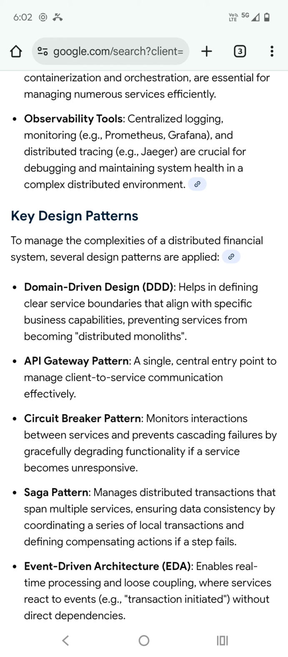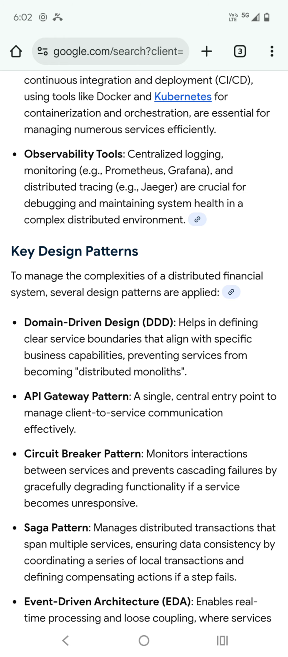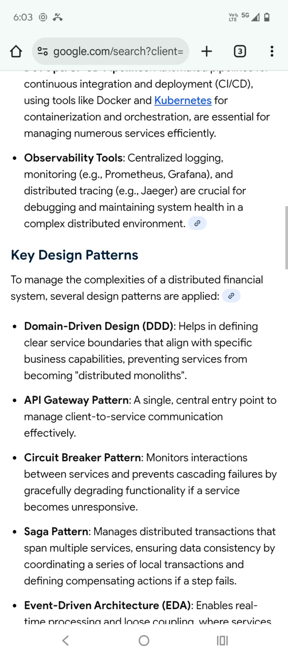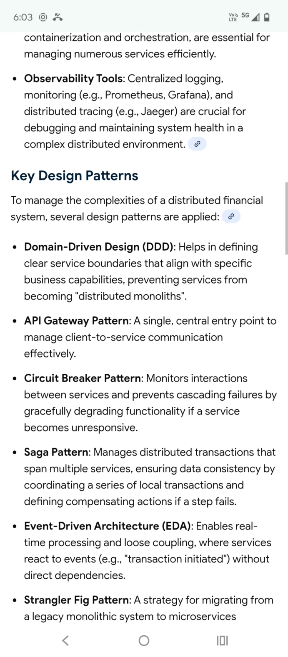So you are identifying different functionalities, right? This is called domain driven design. For each domain, you are designing a separate service, identifying clear service boundaries that align with specific business capabilities. That is why you require this domain driven design pattern. You have to apply it while you are identifying the business use cases and business capabilities. You need to come up with the different services. The other thing is the API gateway pattern.